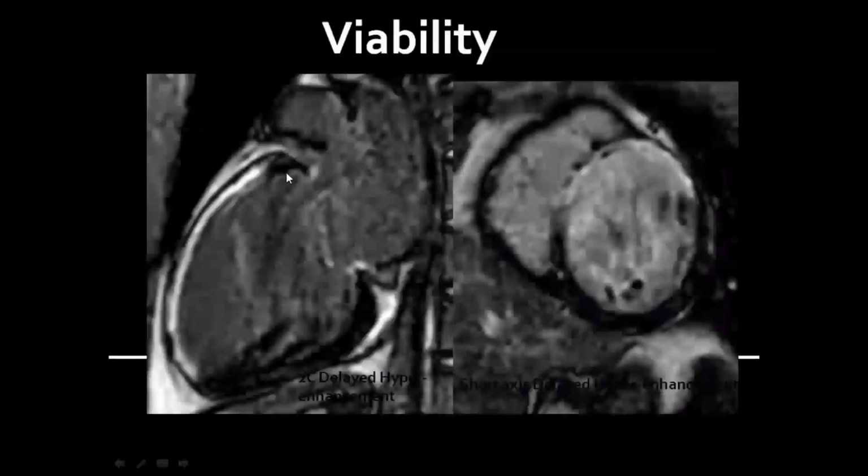When we go to viability, look at the viability. This is a two-chamber view, and you can appreciate there is a transmural scar here. The whole anterior wall, from the base to the apex, is scarred. And in short axis, even the anteroseptal wall, here's the anterior and anteroseptal wall, also has transmural scar.